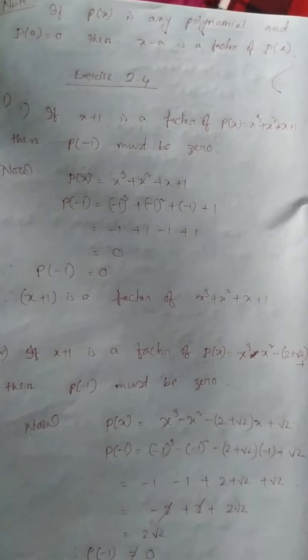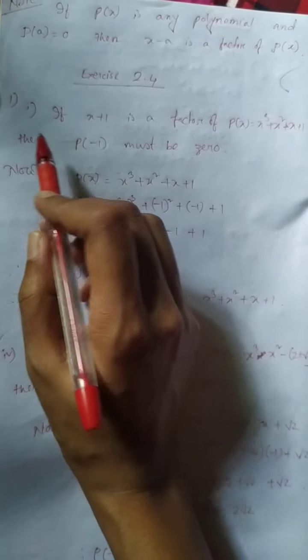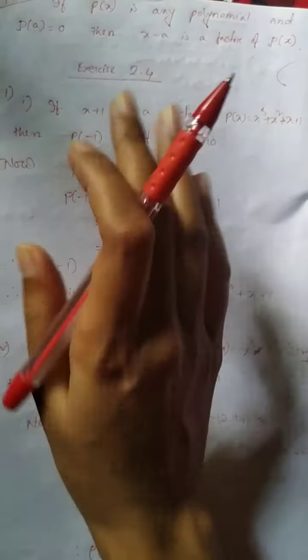So exercise 2.4. You write the question from the book and then write the answer. I am writing the answer only here. See, in the question it is given that x plus 1 is a factor of this polynomial, x cubed plus x squared plus x plus 1.